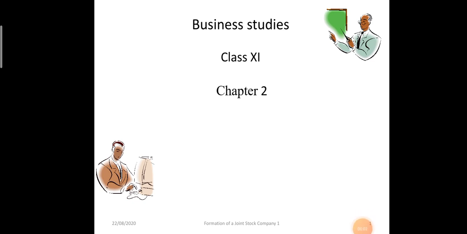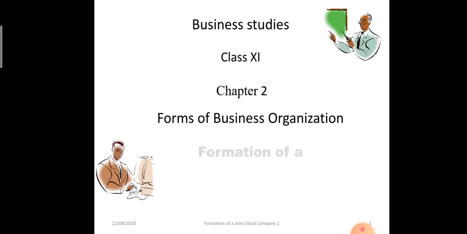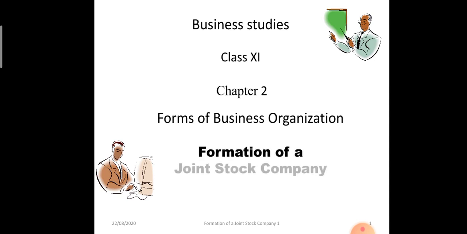In this video, we will start the last important topic of chapter 2, formation of business organizations. The name of the topic is formation of a joint stock company. Now, in the NCERT book, formation of a joint stock company is given separately as chapter 7.